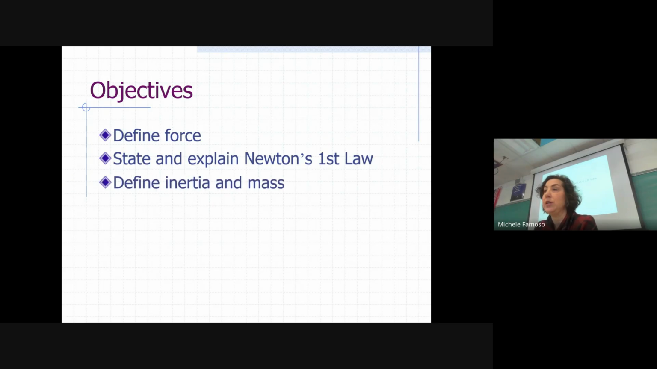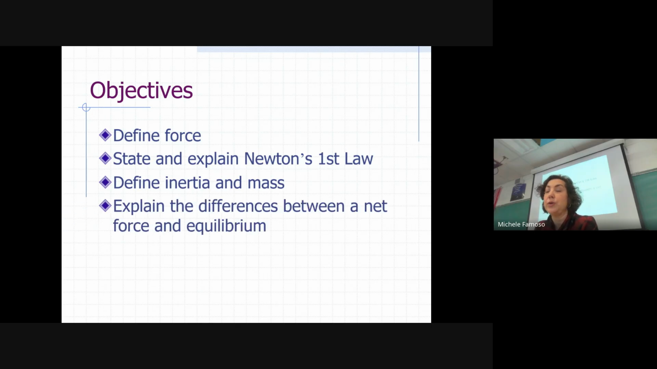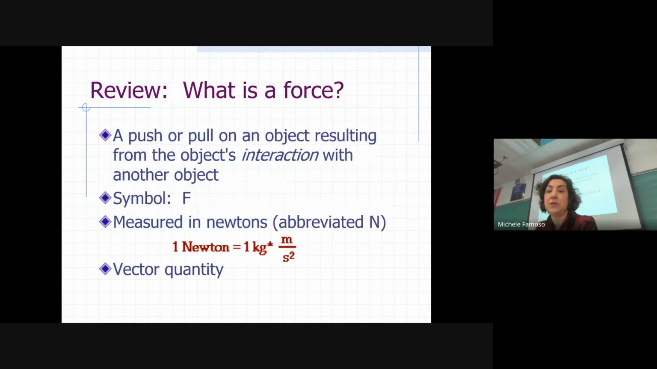Then I'll have you do a little more definition here. What is meant by inertia? What is meant by mass? And how are they related? And then I'll ask you to explain what the differences are between an object which is experiencing a net force versus objects which are experiencing equilibrium. So we'll define those terms as well.